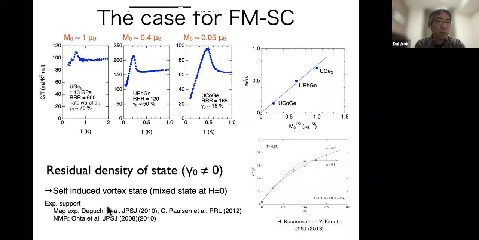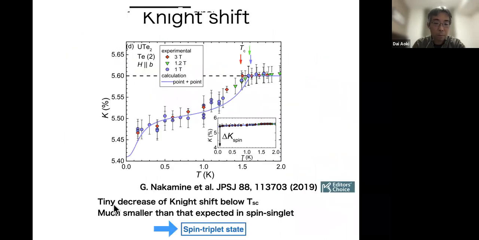So coming back to rhenium ditelluride, I want to show you briefly the Knight shift experiment by Kenji Shida's group. This is the Knight shift as a function of temperature. Below Tc, the Knight shift is slightly decreasing, but it's only 0.1%. This is very small compared to the total spin susceptibility. So you can see the decrease of the Knight shift is very small. This is much smaller than expected for the spin singlet, so we can believe this is a kind of evidence for the spin triplet state.